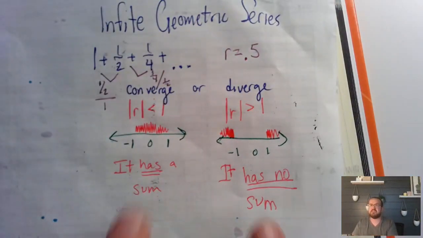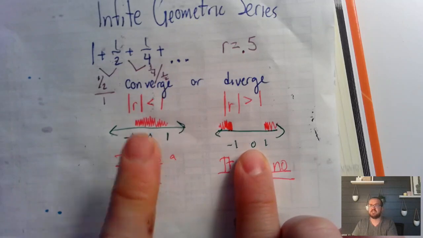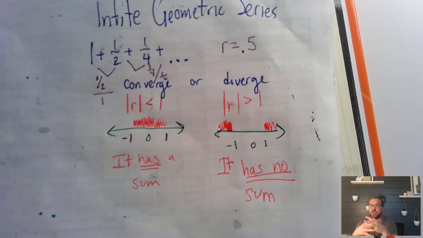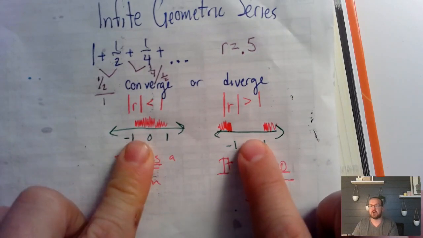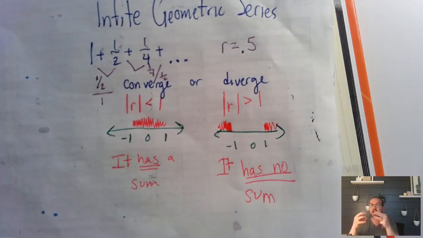Which one does it fit into? Is it converging as a sum? Is it converging going towards a number? Or is it diverging right here, which means it's going away? If things are diverging from one another, they're going away from each other. The answer is converge right here.